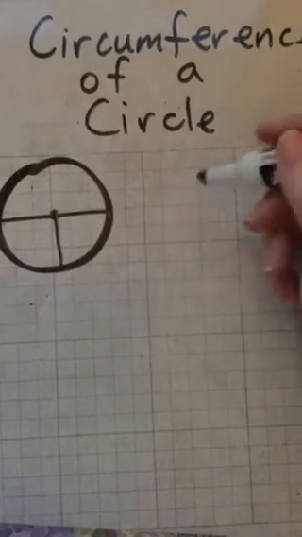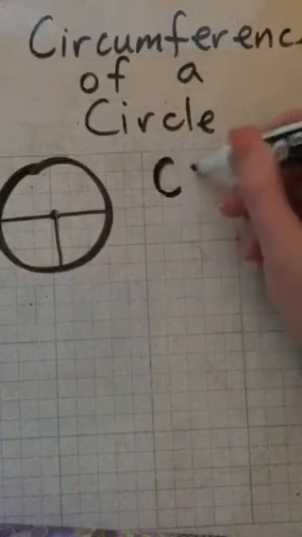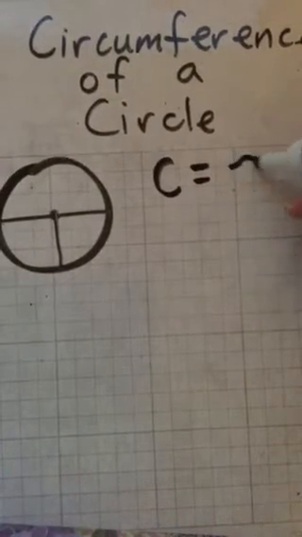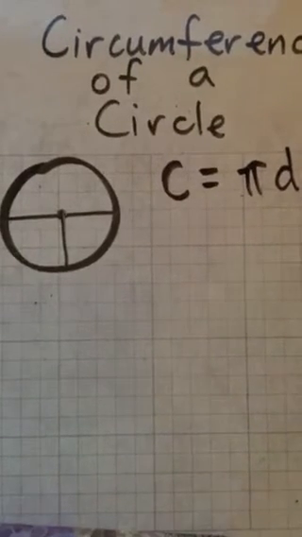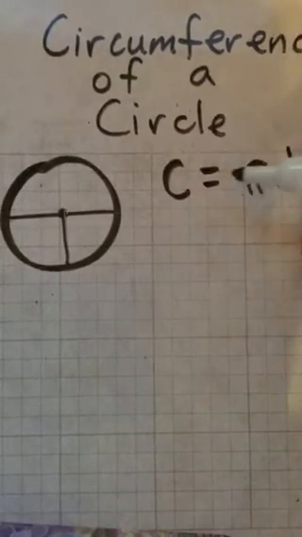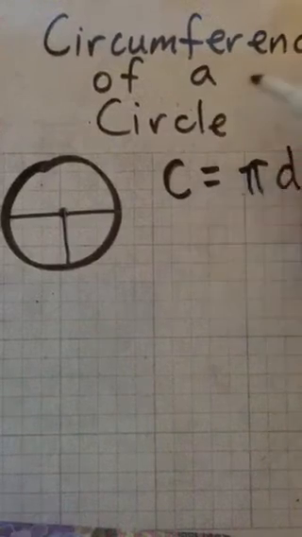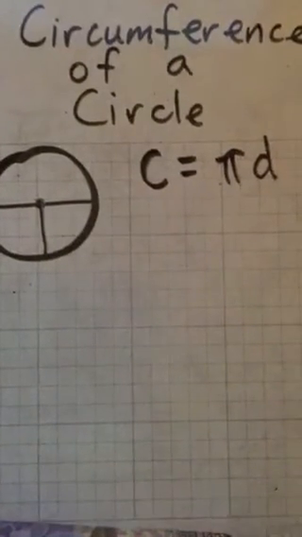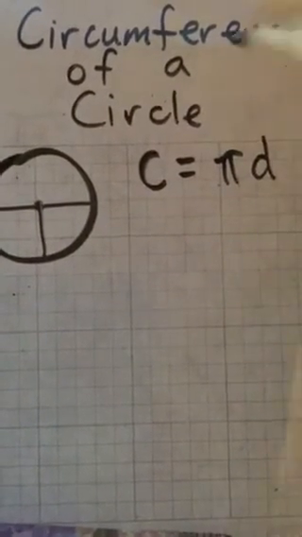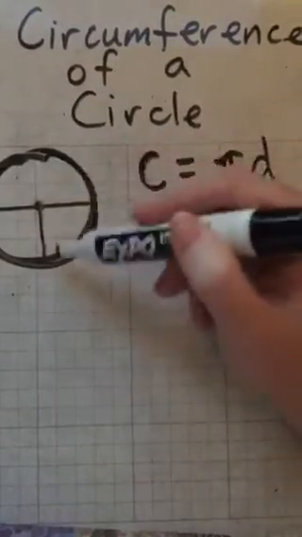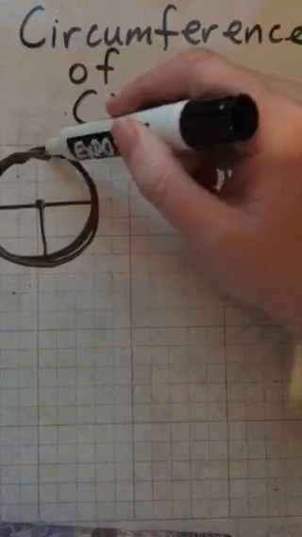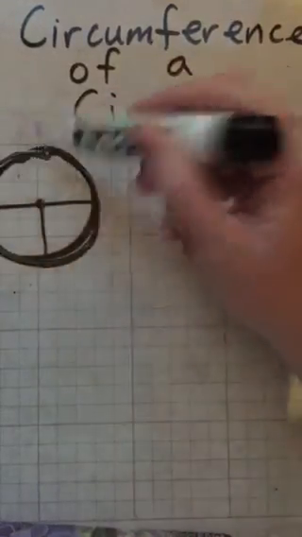Now, to find the circumference, here's the formula. Circumference equals pi times d. Pi times the diameter. So when we talk about circumference, it's basically like finding the perimeter of other shapes. So circumference means we're going to find the distance all the way around the circle. Okay, we're not finding the area on the inside, we're finding the distance all the way around the circle.